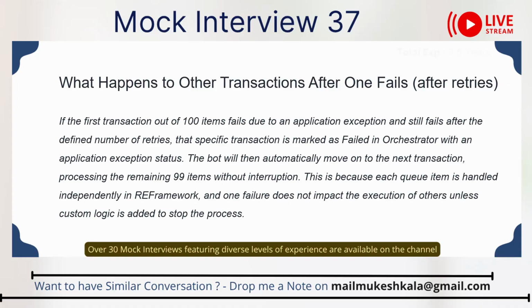They will just be in the queue. But if the first one failed with an application exception, is it not going to try the next one? Yes, it will try. It will try a number of times, three times maximum, but that is for one transaction, right? Yes, for one transaction.